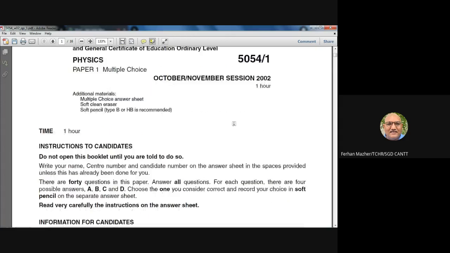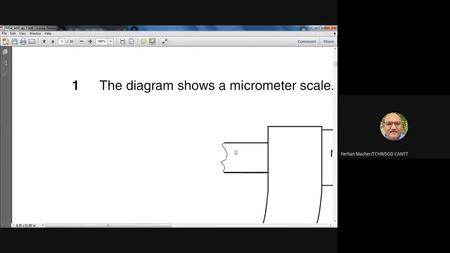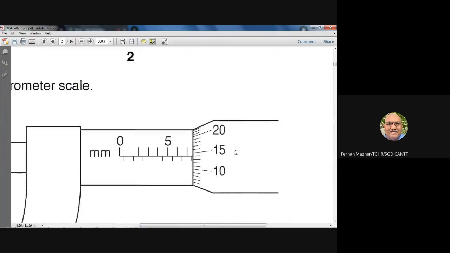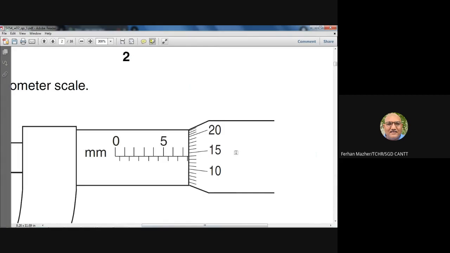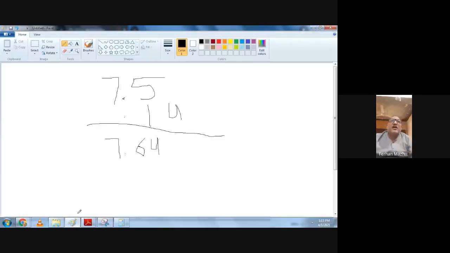The diagram shows a micrometer scale. Which reading is shown? The reading you can find out very simply. On the horizontal scale, count how much you have passed: 1, 2, 3, 4, 5, 6, 7, 7.5 has passed, and then I will note down 7.5. For example, I can show you on my rough work. I have noted 7.5. That was the reading on the horizontal scale.